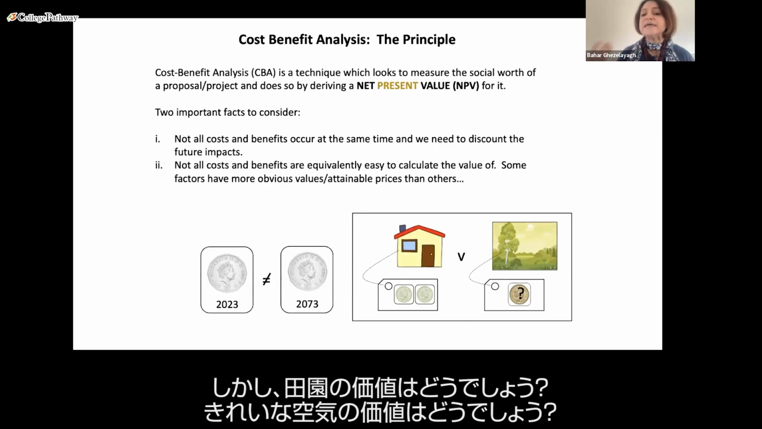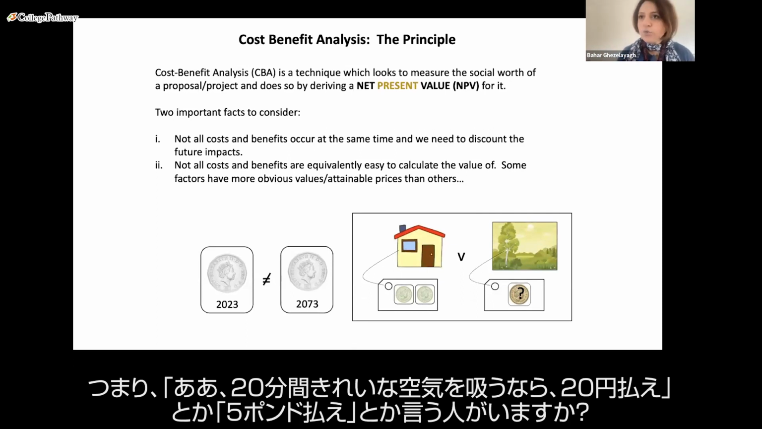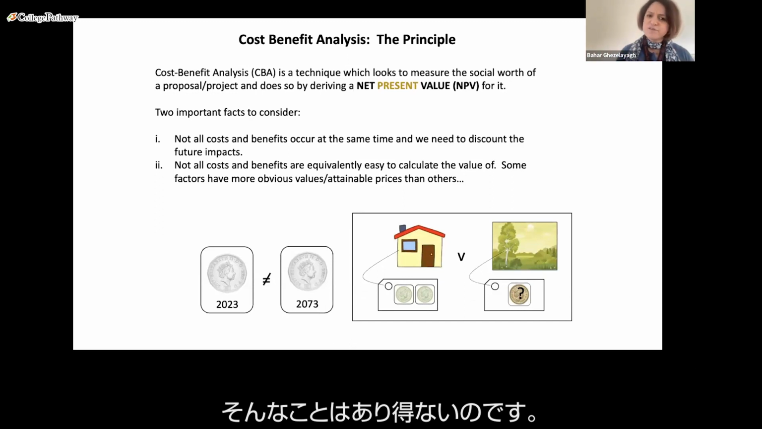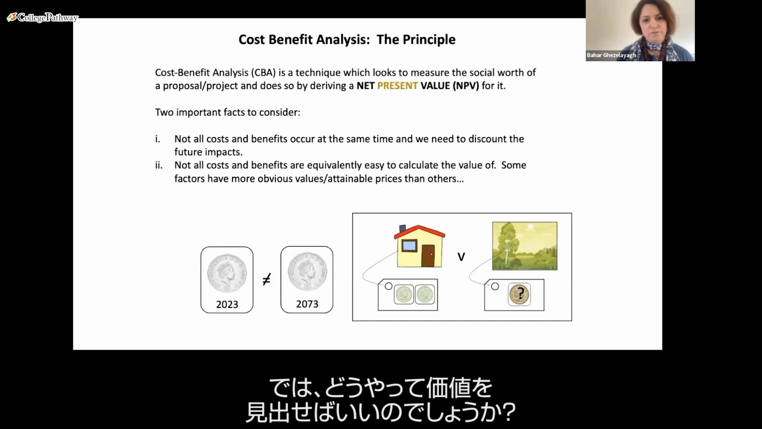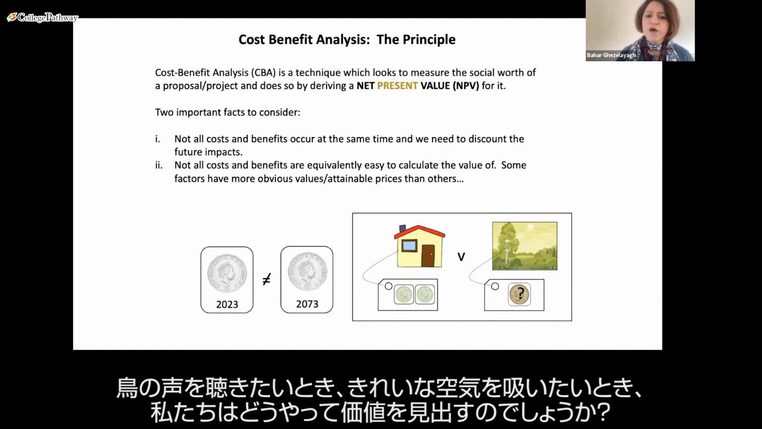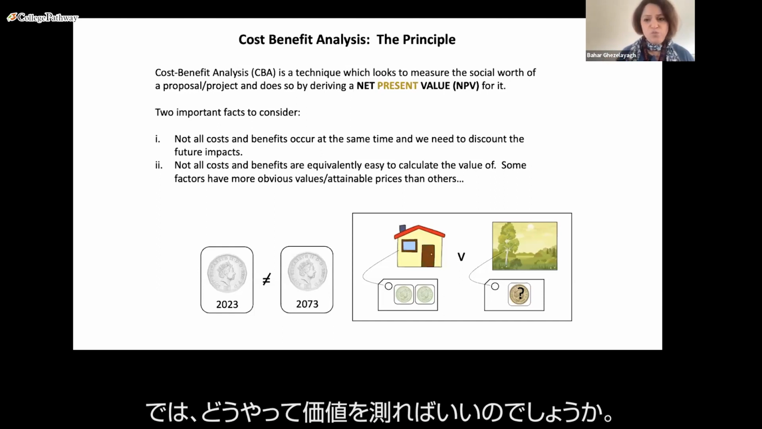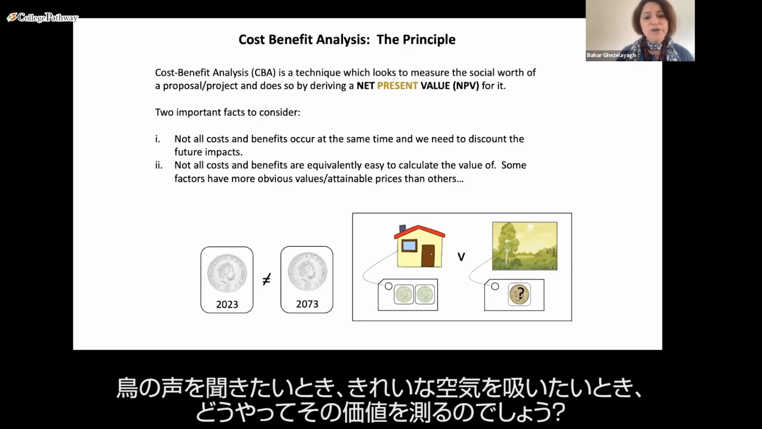How do you value clean air? I mean, who is it to say, oh, if you breathe in clean air for 20 minutes, you have to pay 20 yen or you have to pay 5 pounds? That just doesn't work like that. So how do we find values? How do we find values when we want to listen to birds, when we want to breathe clean air?